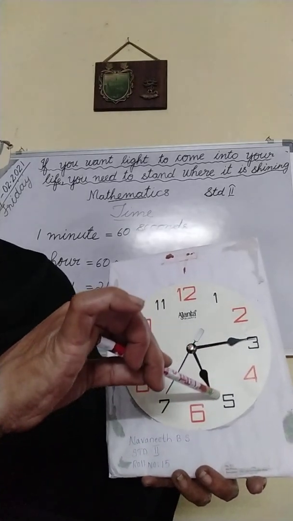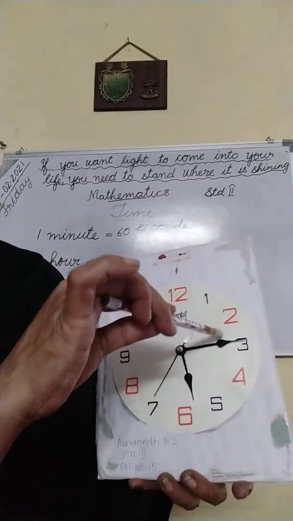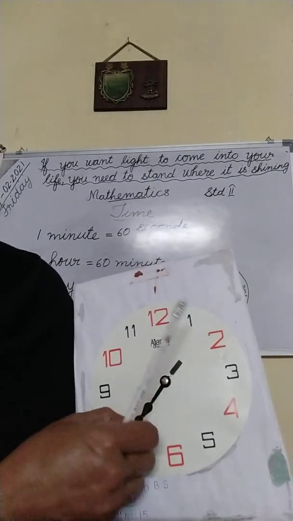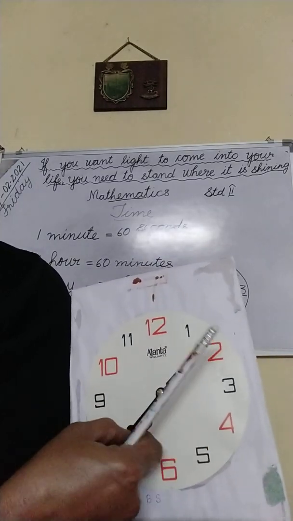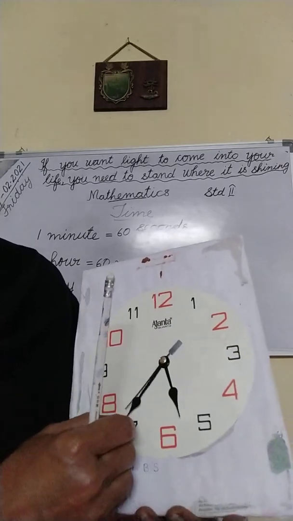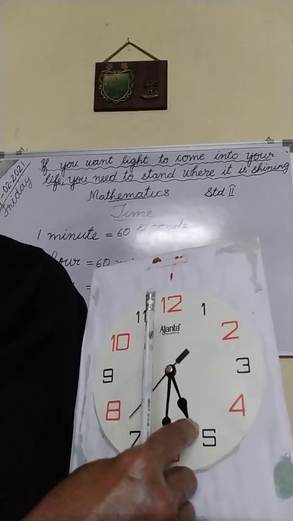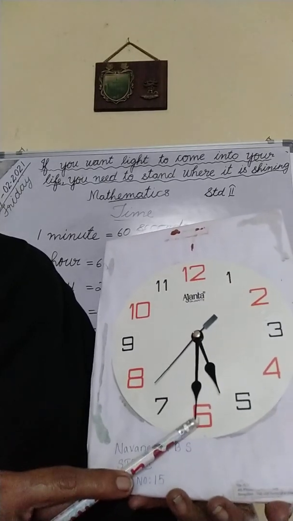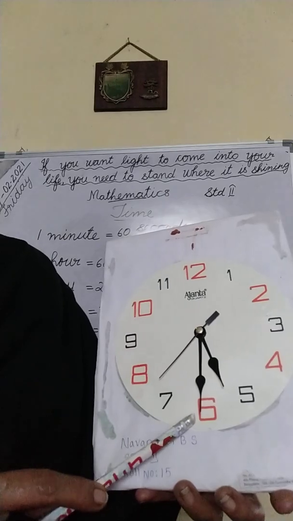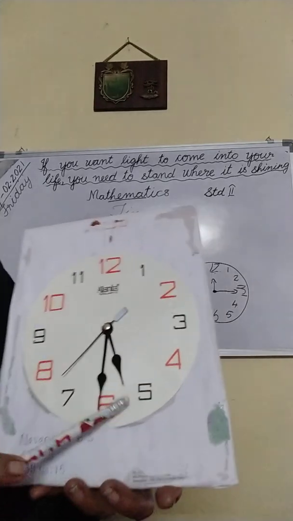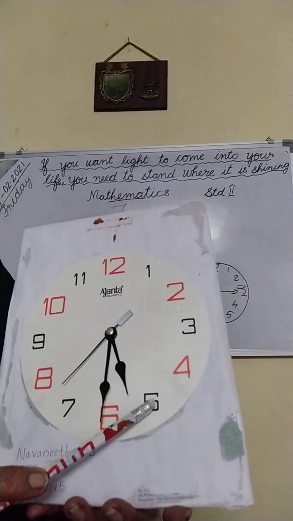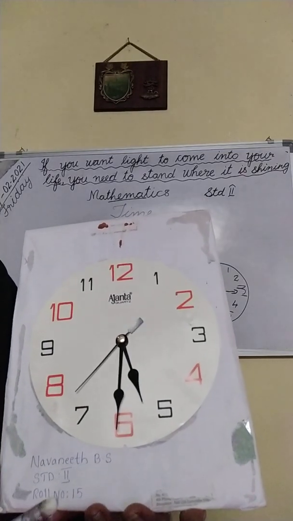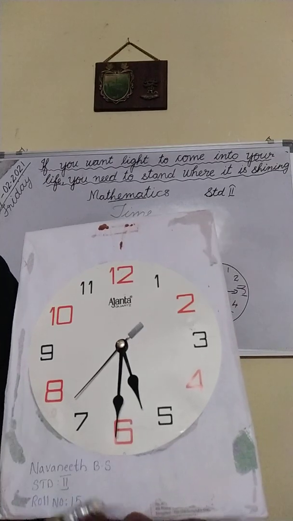Now look here. See where the hand is. Yes, now it is on 6. Now it is half past 5. Half past 5 means after 5 o'clock, 30 minutes pass. Half past 5 is 5:30.